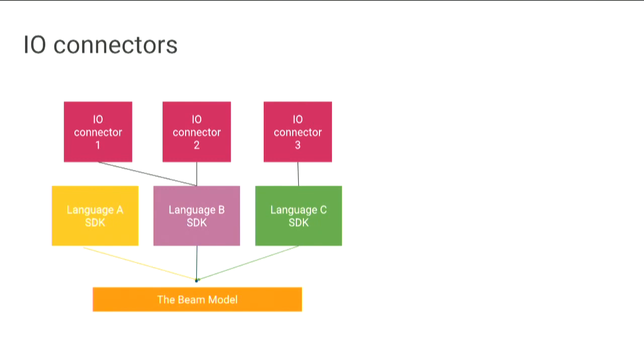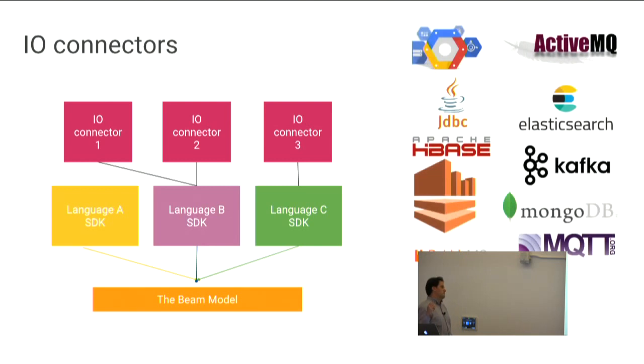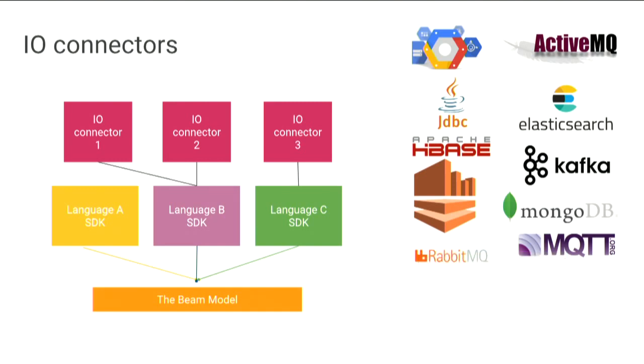Another extensibility point is towards storage systems. In Beam, we have an API towards I/O connectors. I/O connectors can typically be towards storage systems, file storage systems, or messaging systems, either for batch or streaming. Here we have many of them. Kafka is a particularly popular choice for streaming systems, and we have support for HDFS and many others.